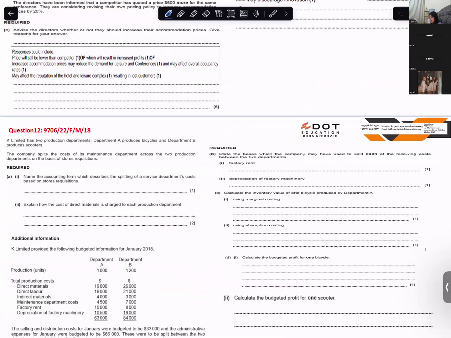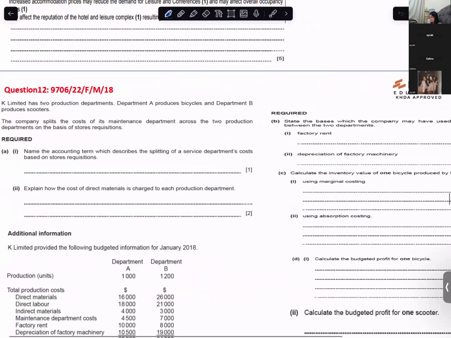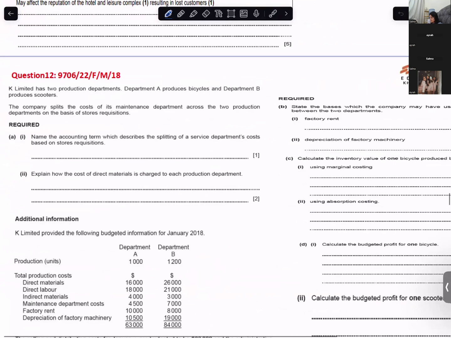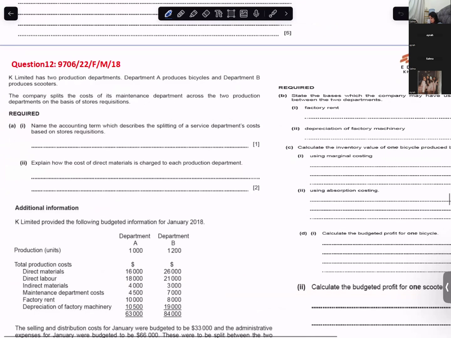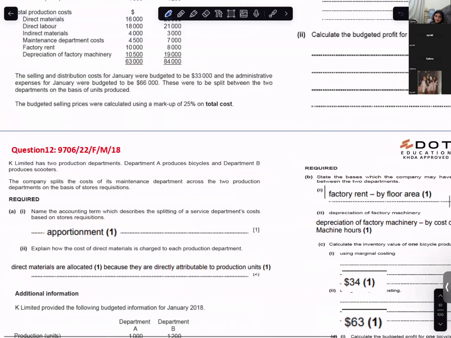Accounting term which describes splitting of service department cost based on stores requisition. Apportionment. Okay.